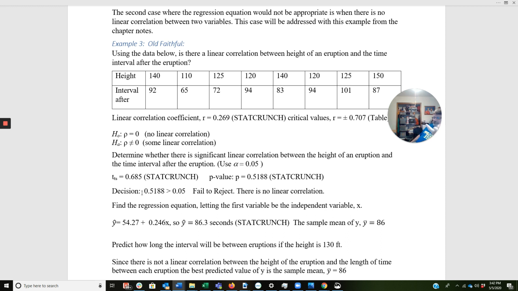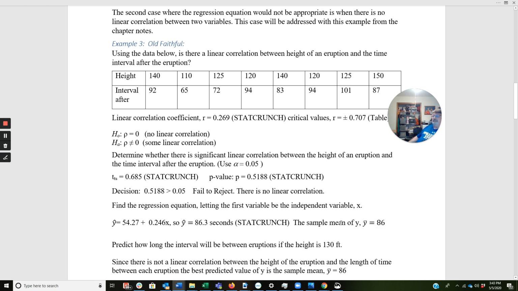Now, StatCrunch will still give us a regression equation, and we can put that in there and calculate it, and we've done that here. So y hat actually equals 86.3 seconds if you plug it into this regression equation. We're also going to do summary stats and get the sample mean for the y column, which is y bar, and that's y bar equals 86.